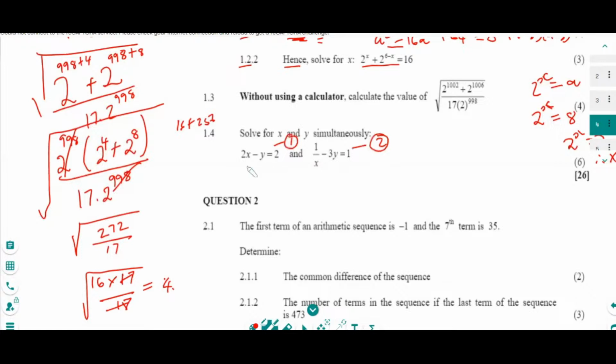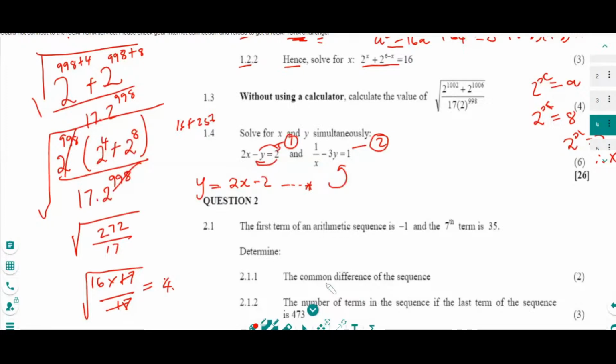From equation 1, which is linear, I can make y the subject. I can move the y to that side, I can move the 2 to that side, which means my y is going to be 2x minus 2. I'll call this equation star, which I must substitute into equation number 2.